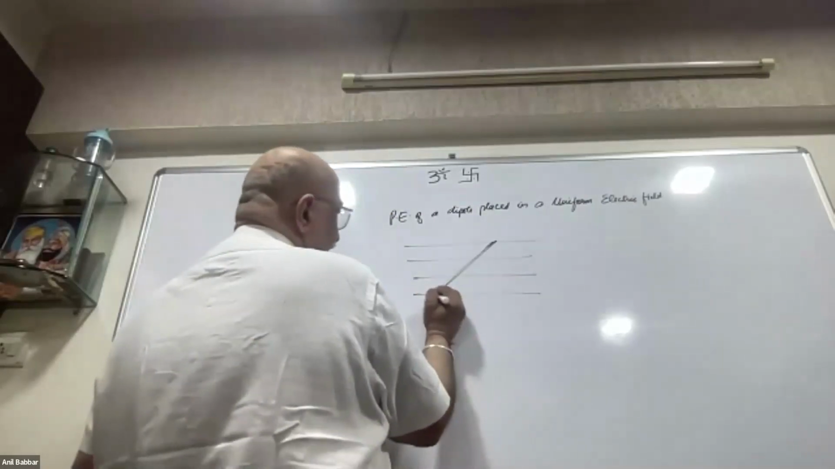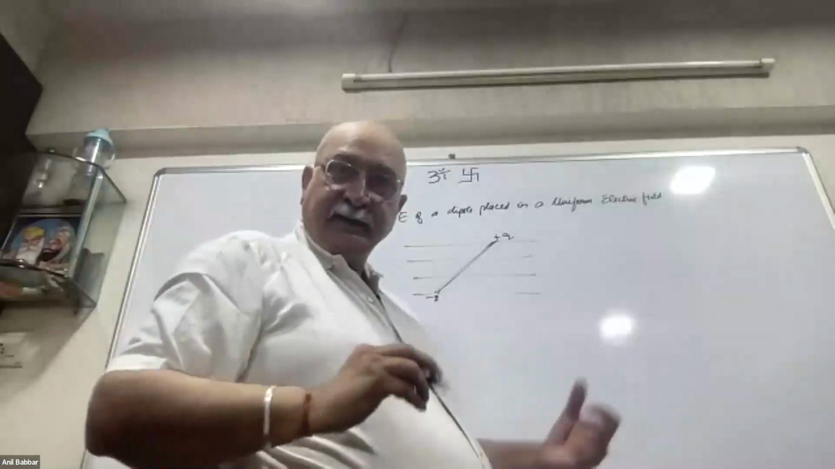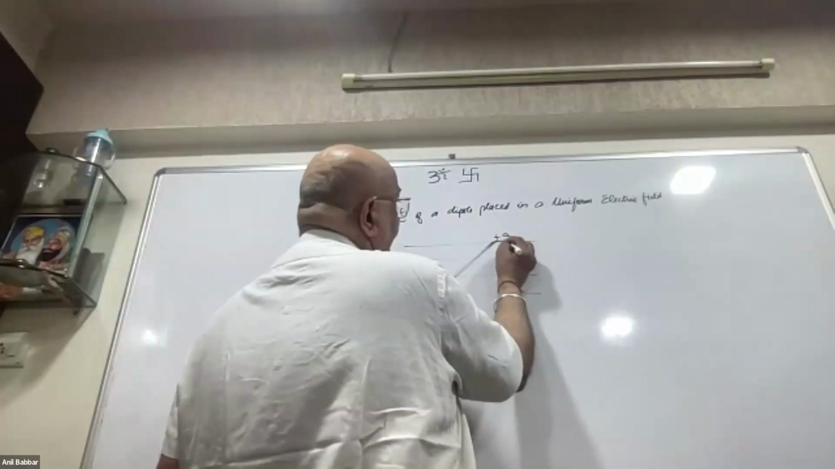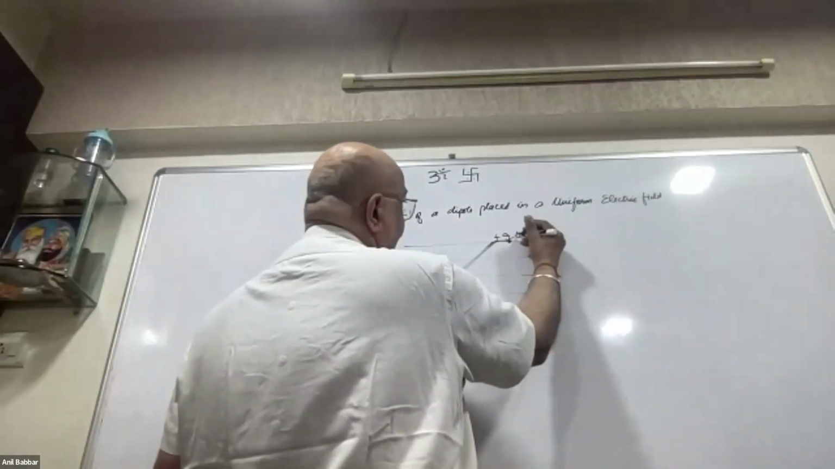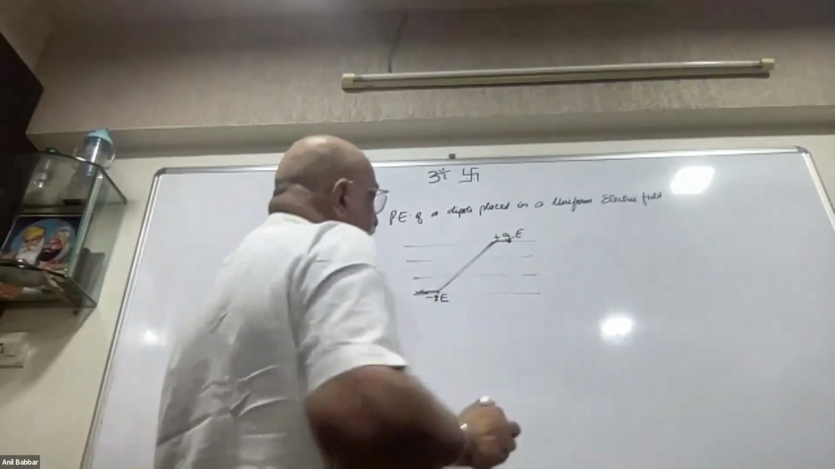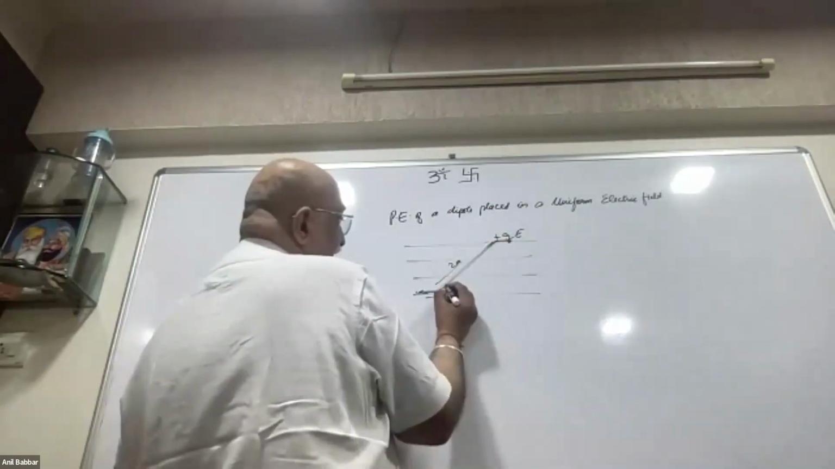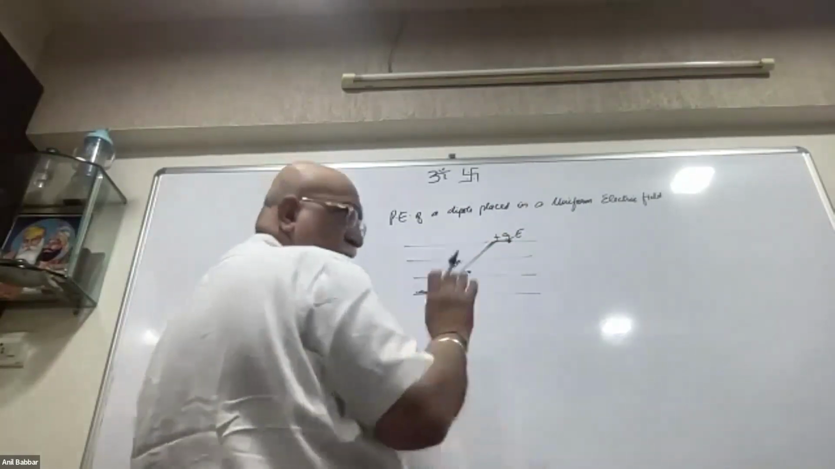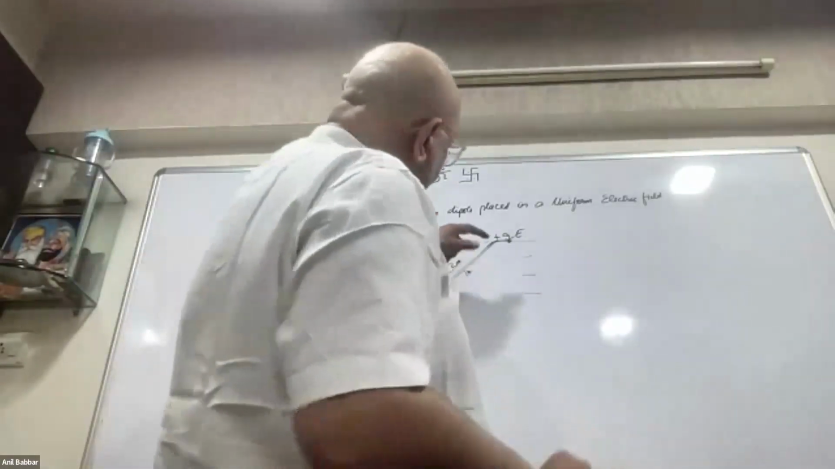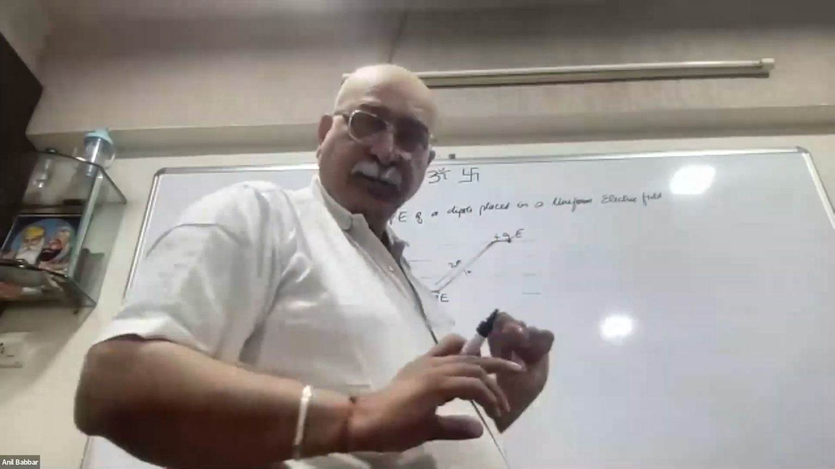Right. So this is -q plus q, and the electric forces will be equal and opposite. At this point the force will be qE in one direction, and in the other direction it will be -qE. The length between these two is 2a, and let theta be the angle between the electric field and the dipole. Now, these two forces are equal and opposite, so the net translational force is 0.